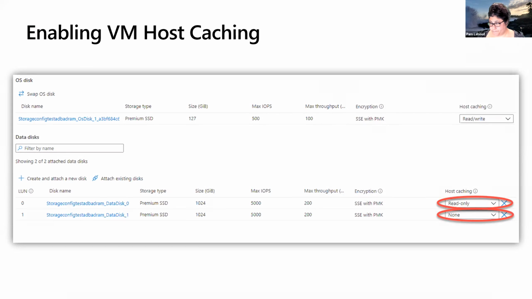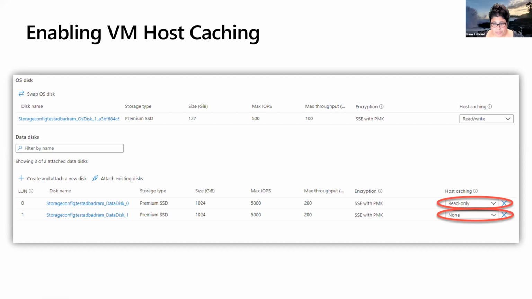When you build a VM, the OS disk gets created automatically. It'll automatically be set to read-write caching. We recommend that you just leave that alone. For your data files, we recommend read-only caching for the disks that host data files. And for your disks that host transaction log files, you should set caching to none.